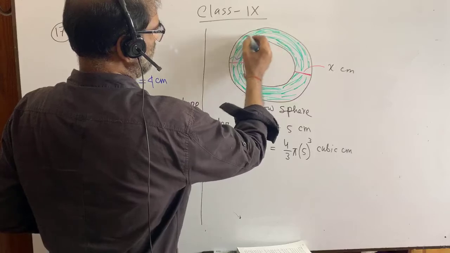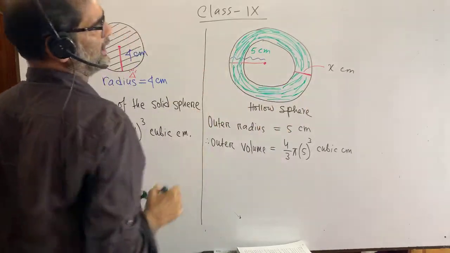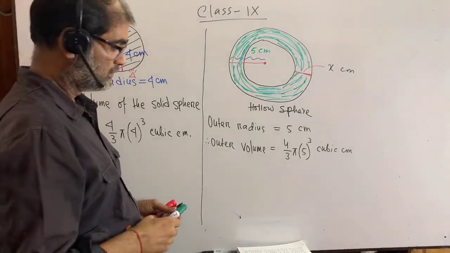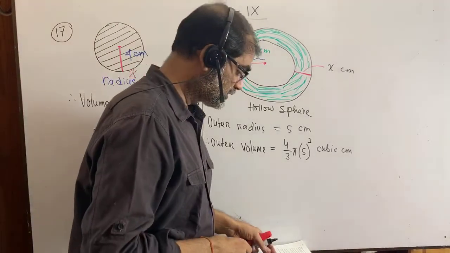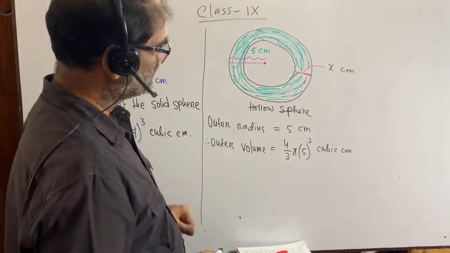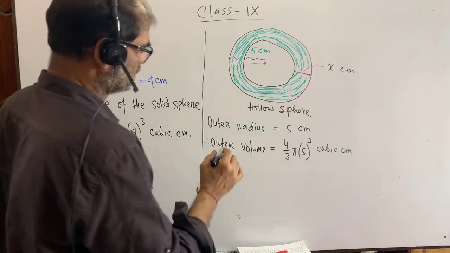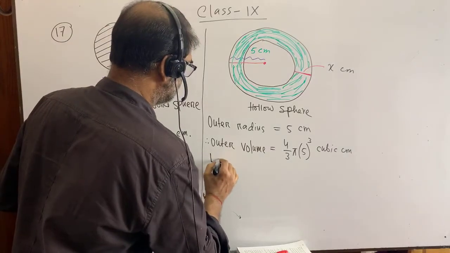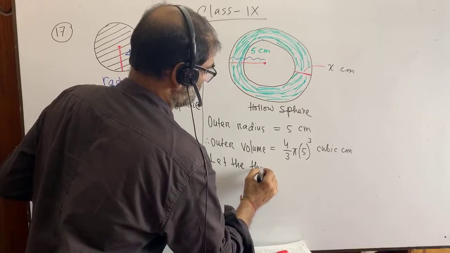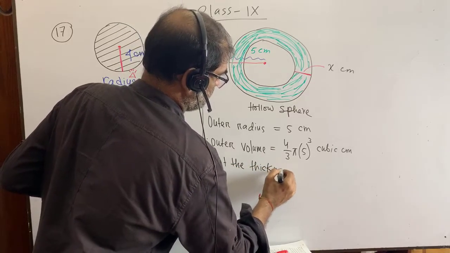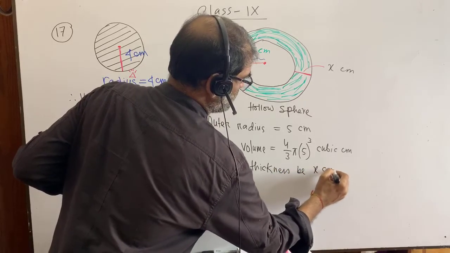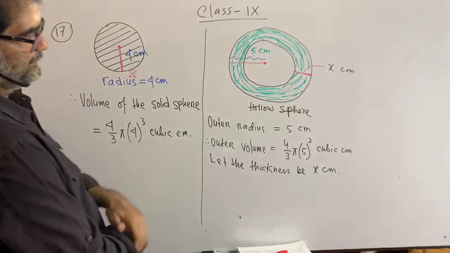This part is iron. Okay, so it has a thickness, the thickness of iron, right? In this question, you have to find the thickness of this sphere, right? Write down, let the thickness be x centimeter.